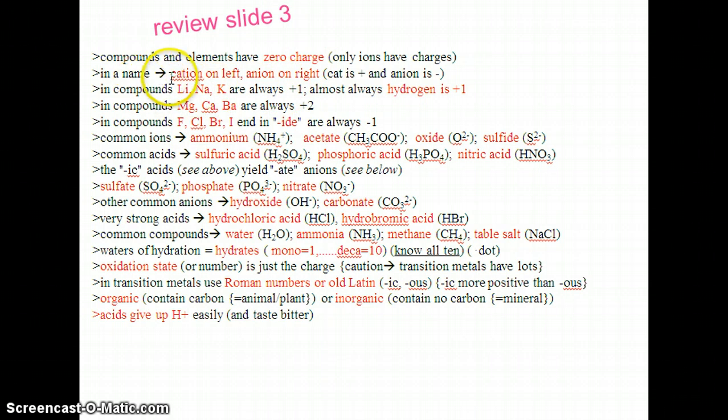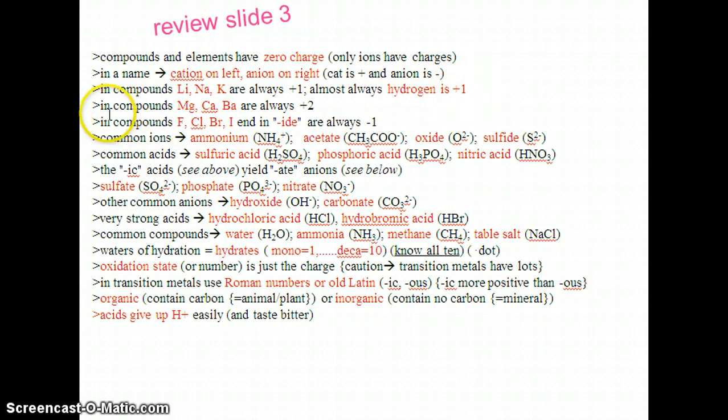When naming compounds, the cation is on the left and the anion is on the right. The cation is positively charged, the anion is negatively charged. The leftmost group, the alkali metals, are always +1 charge. That's lithium, sodium, potassium are always +1, and almost always hydrogen is +1, although there's some instances where it can be -1, but we'll call it +1 for most of the uses that we'll have for it.